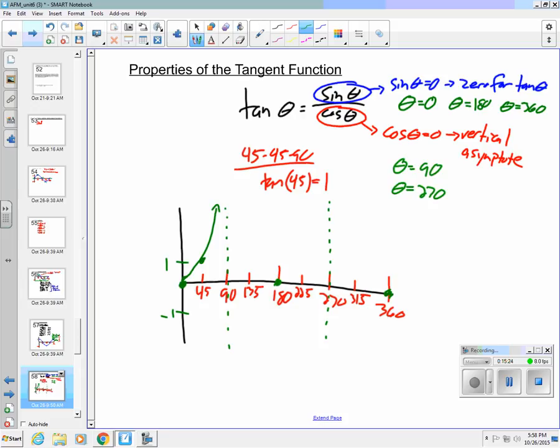At the next multiple of 45, 135, it's going to be at negative 1. It's going to come up through a 0. At 225, we'll be back up to 1. So go up along this asymptote. And same idea over here, 315 down negative 1, and then coming back up to the 0 at 360.